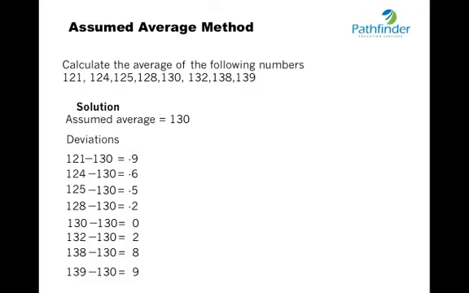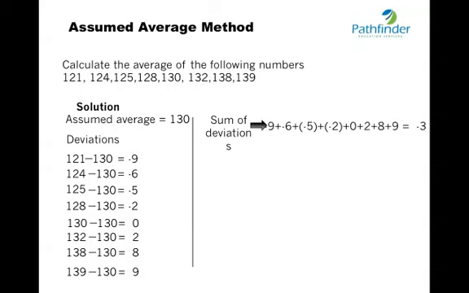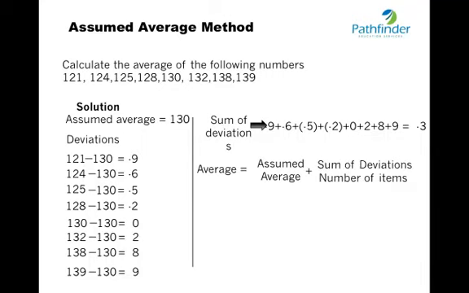Now once these deviations are calculated, what we need to do is calculate the sum of deviations. So sum of deviations is minus 9 plus minus 6 plus minus 5 plus minus 2 plus 0 plus 2 plus 8 plus 9, and if you add them all up you will get minus 3 as your answer. So sum of deviations in our case is minus 3. So how do you calculate the average with the help of sum of deviations? Average is equal to the assumed average plus the sum of deviations divided by the number of items.